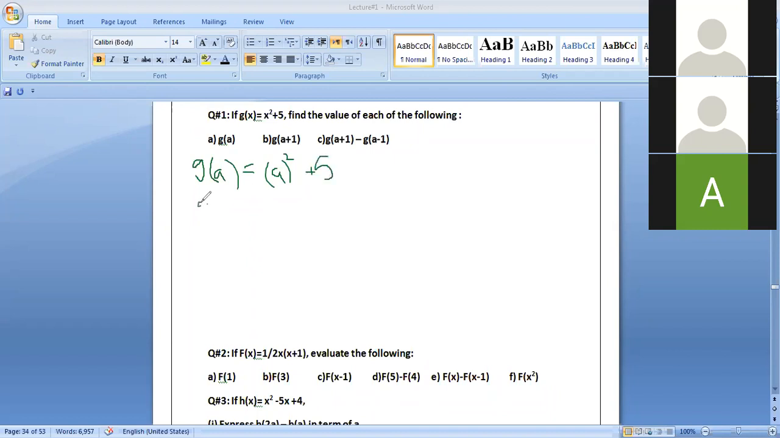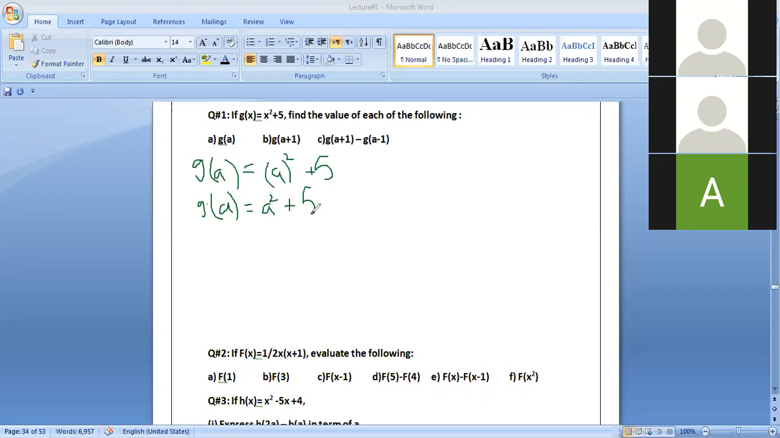g of a, and the answer would be, yes class, answer बताइए क्या होगा इसका? What will be the answer? A square plus 5. Very good. It becomes a square plus 5. Can we solve it further? क्या हम इसे मजीद solve कर सकते हैं? Yes or no? Yes, miss कर सकते हैं. No. How?